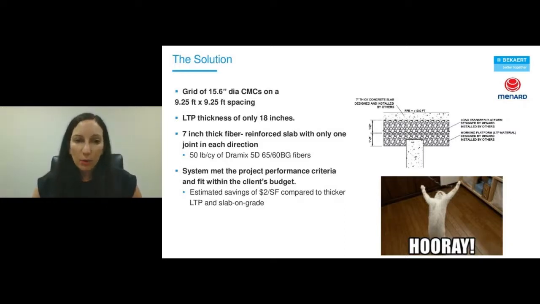This met all of the project performance criteria. It fit in the client's budget. It was on average about $2 a square foot cheaper than the thicker LTP and slab on grade solution when you took into account the total construction cost, the excavation, and so on. So this was a real win for the project team.